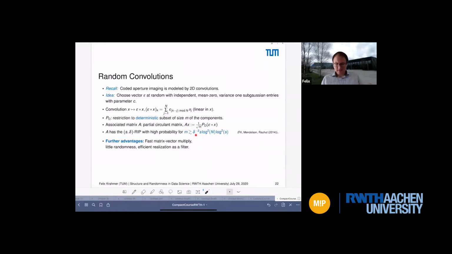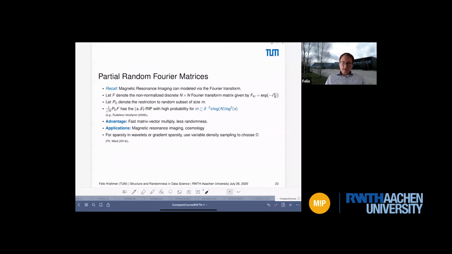What we get is something similar in S, but because of the structure, it's a little bit worse in the dependence on the logarithmic factors. There's nevertheless, in addition to the application, the advantage that it has fast matrix vector multiplies, because you can write it in terms of the Fourier transform. It has this reduced amount of randomness, which is often also preferred, and it has an efficient realization as a filter.